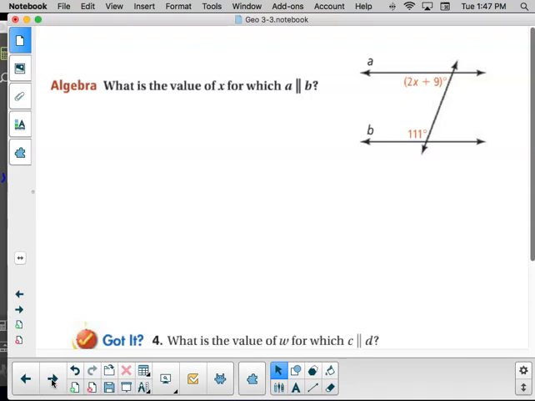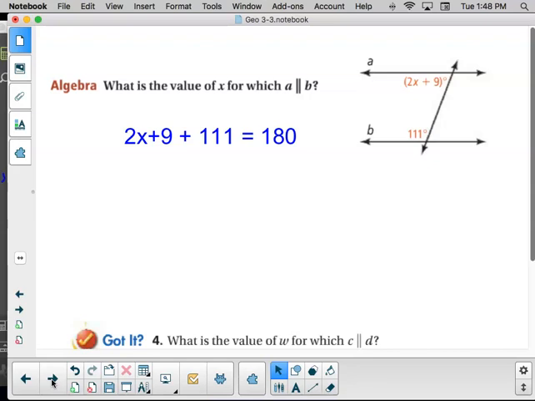Well, corresponding angles are equal. Alternate interior angles are equal. Alternate exterior angles are equal. But same side interiors are unique in form. They're supplementary. Okay? So if they're supplementary, I can take that and make it happen that way. Supplementary angles. I know their relationship.